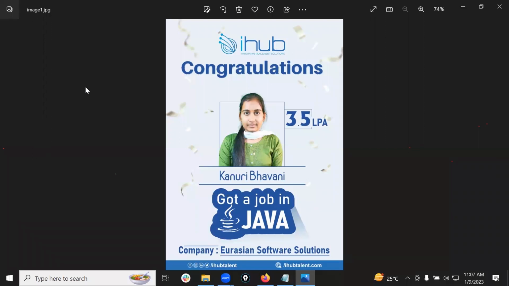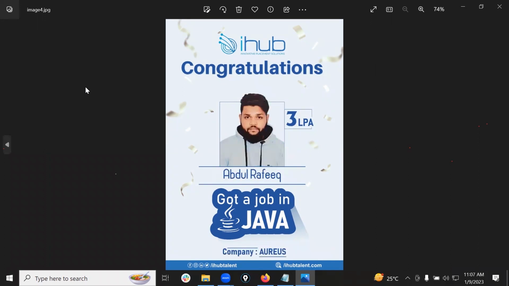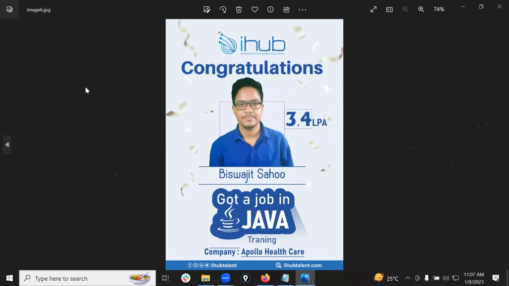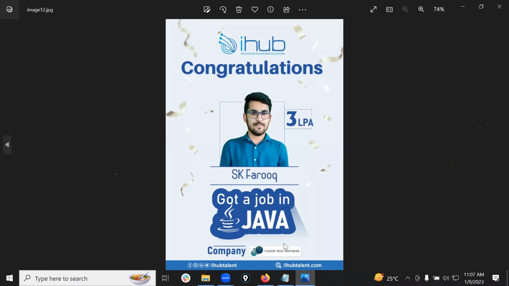Bhavani got a 3.5 lakhs package. Even we have Vamsi. Vamsi also joined the same company, guys. Next, Umesh Chandra. He got placed in TCS. Rafiq, Bhavana. Biswajit Sahu is in Apollo Healthcare. Apollo Healthcare means don't think it is only a hospital. Apollo Healthcare company is also there. He got placed in that. And remember Fusion Tech Partners. This is a company name. 5 students got placed in that company: Lakshmaya, Pawan Sai, Lakshmi, Suryavamshi, Farooq.